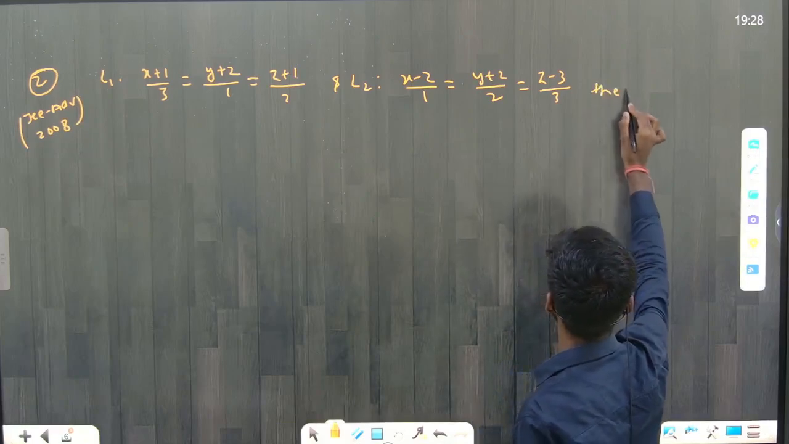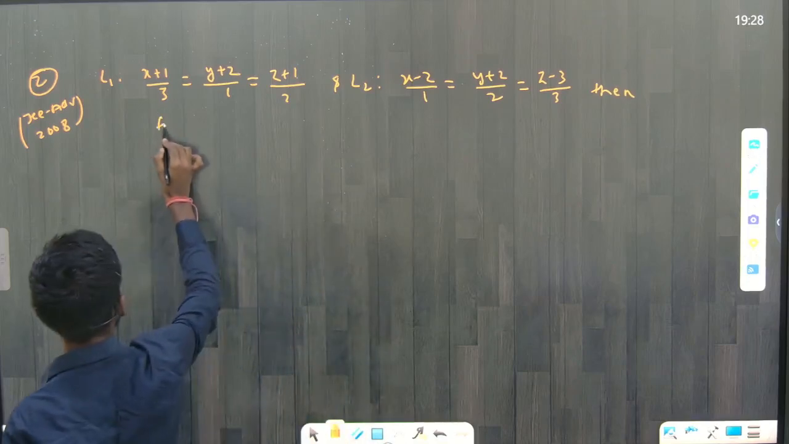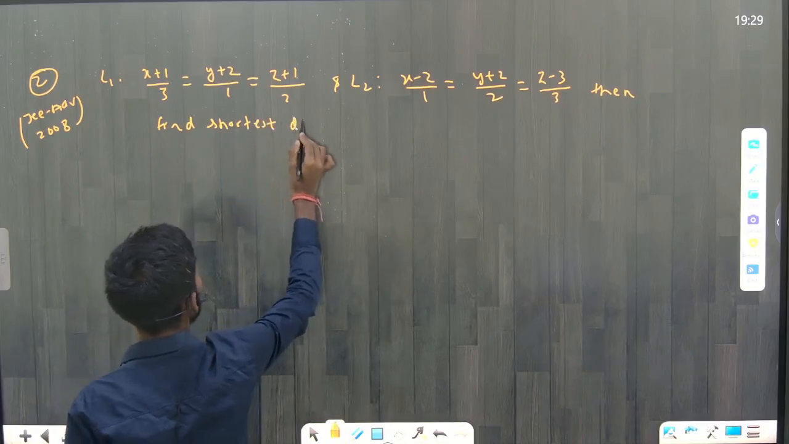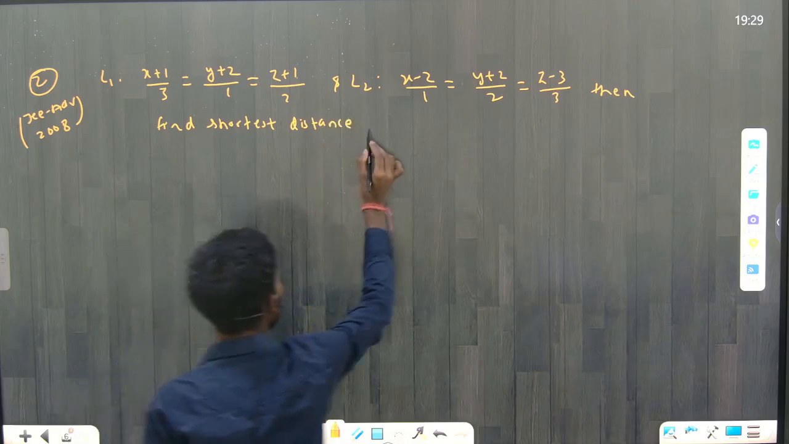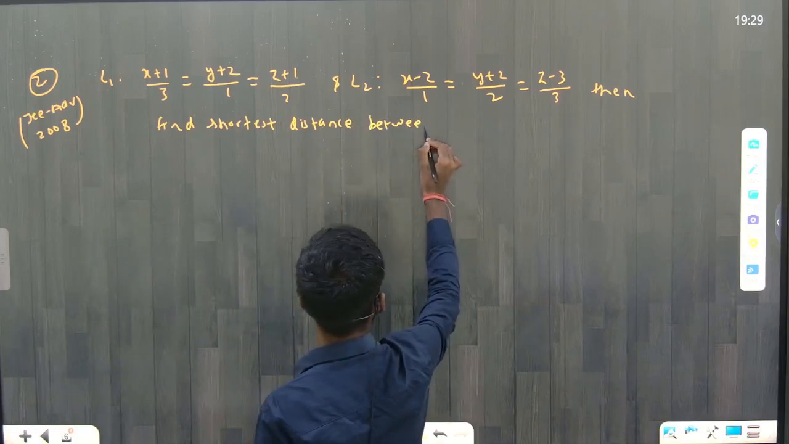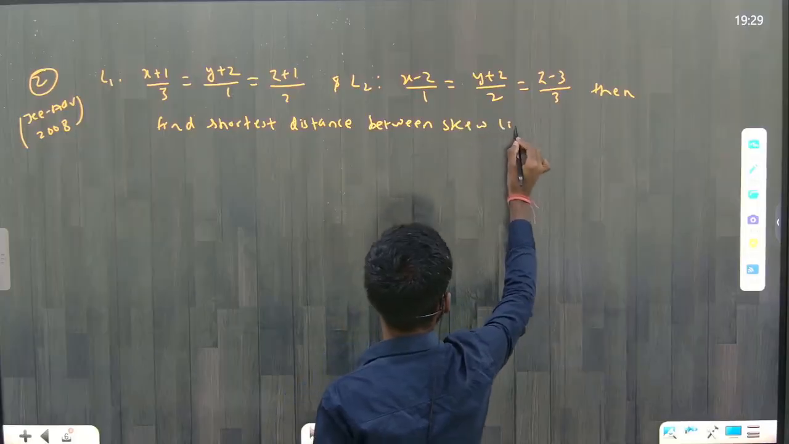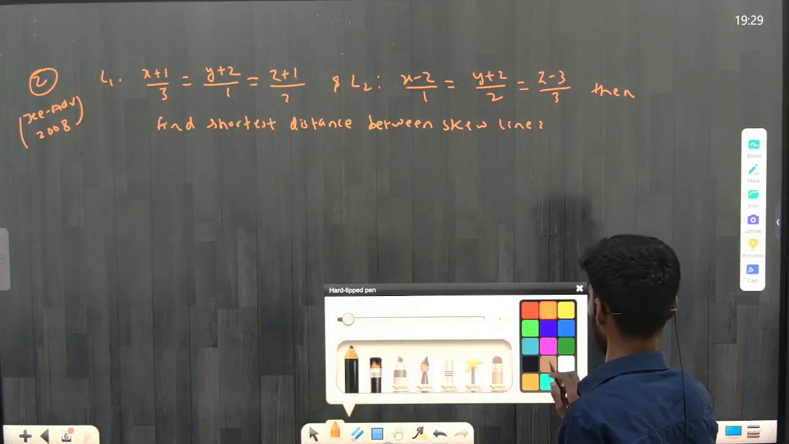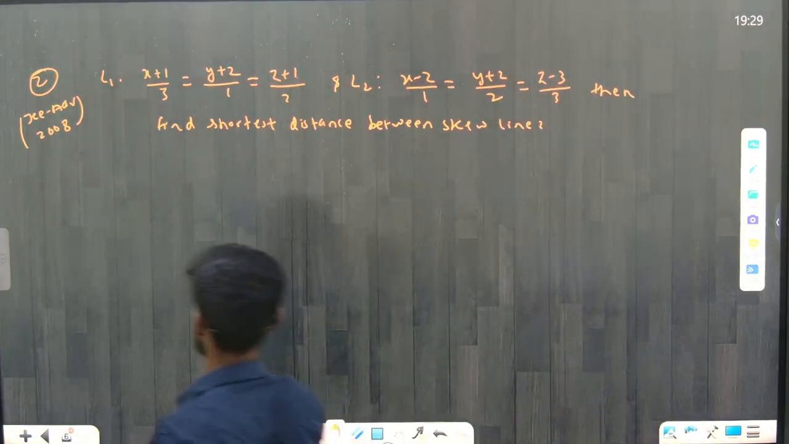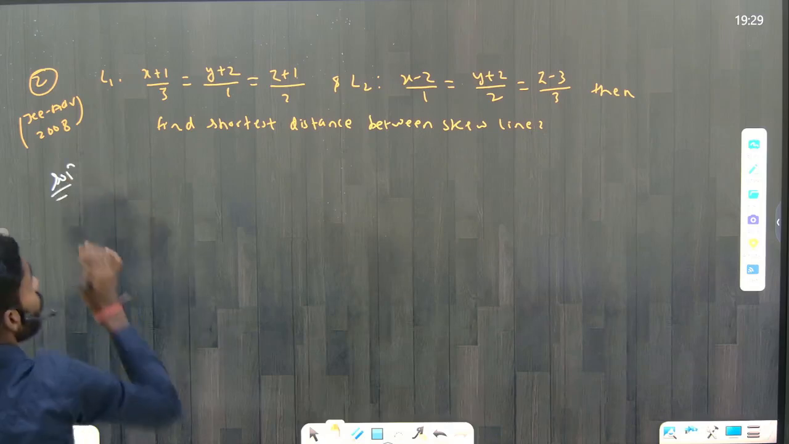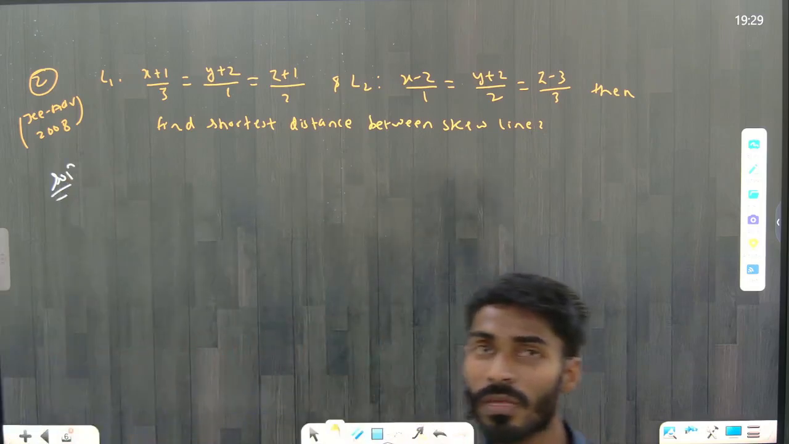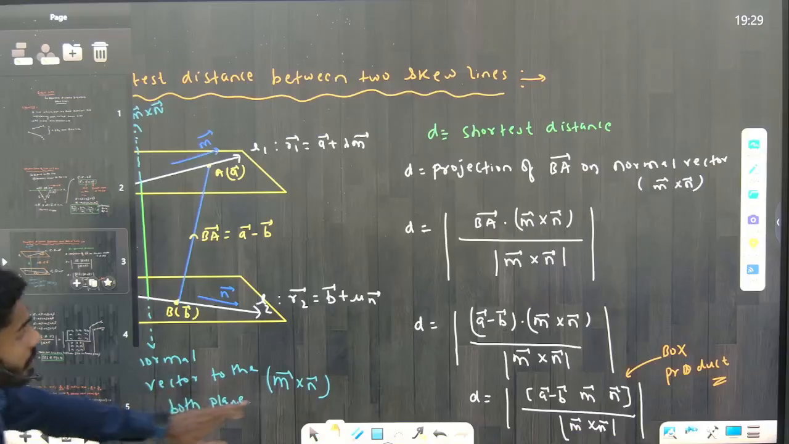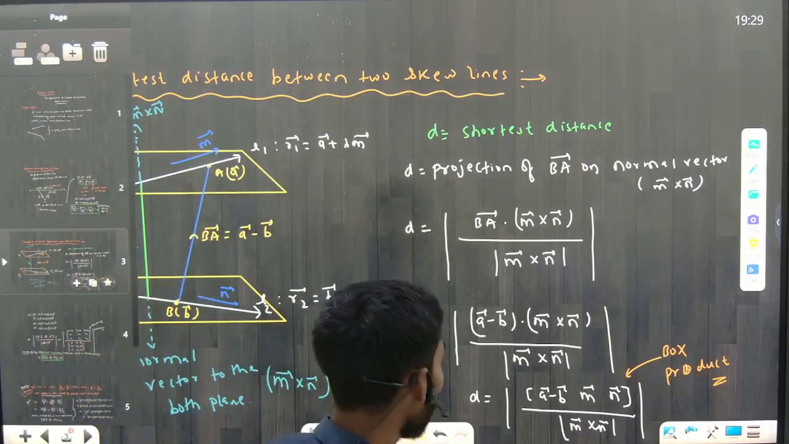Then find the shortest distance between the skew lines. How to find? Okay. Now I'm going to discuss how to find the shortest distance between skew lines. Solution. How to find the shortest distance between skew lines? We will also learn this. This is the formula for finding the shortest distance between skew lines.